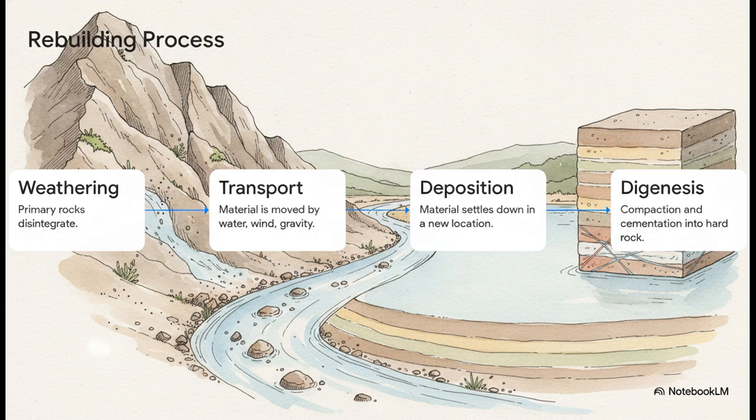First, compaction, where the sheer weight of thousands of meters of upper layers just squeezes out the water and air. And second, cementation, where percolating water deposits binding minerals, like lime, silica, or iron oxide, right into the remaining voids.